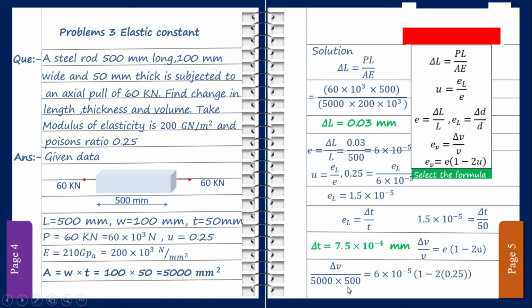So area into length is nothing but volume, 5000 into 500. E value I have calculated 6 into 10 raised to minus 5. Mu is known to me 0.25. Do this calculation, I get delta V is equal to 75 mm. This is how to solve the problems related to elastic constant.